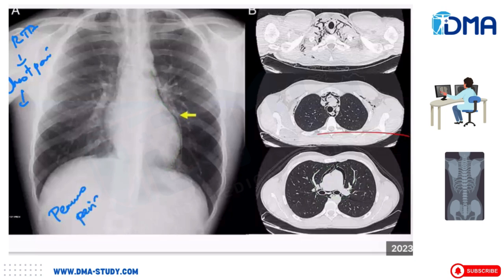Pneumopericardium. Right? It's the pneumopericardium.